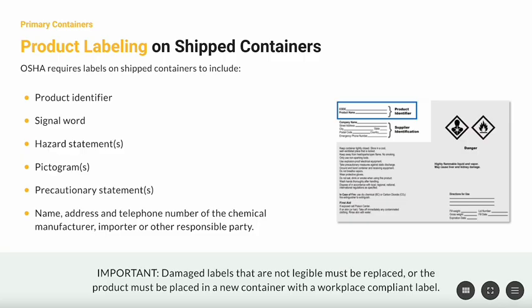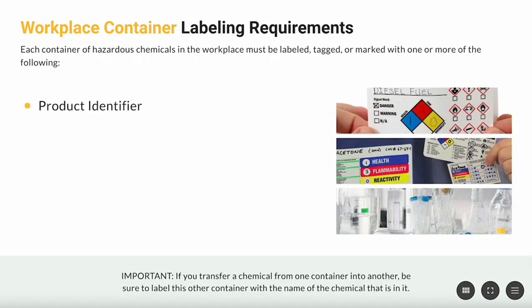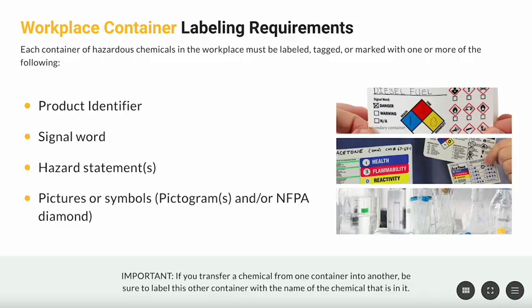It is important to never use a chemical from an unlabeled container or a container with an unreadable label for your own safety. If you transfer a chemical from one container into another, be sure to label the container with the name of the chemical. In-house containers of hazardous chemicals in the workplace must be labeled with product identifier, signal word, hazard statements, and/or pictograms to provide information on physical and health hazards. Contact your safety officer for assistance with labeling.